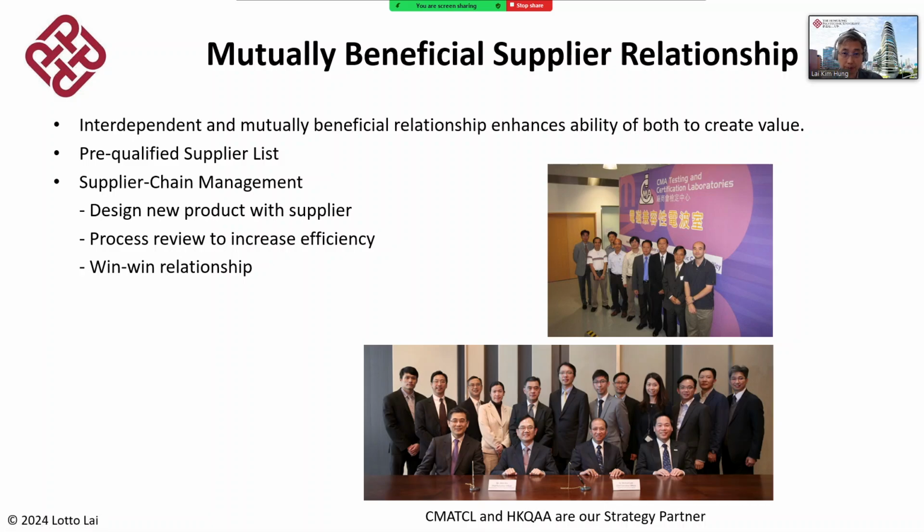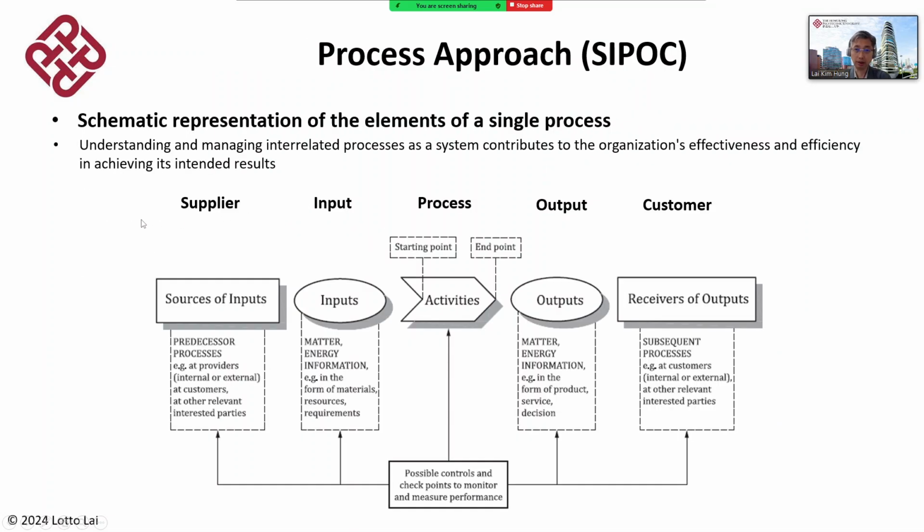The last one is mutually beneficial supplier relationships. About relationship management, we have to cooperate with our external providers and partners, for example laboratories and certification bodies, to support our supply chain management, design new products, process review, and build up a win-win situation. So it is another approach talking about the process approach.